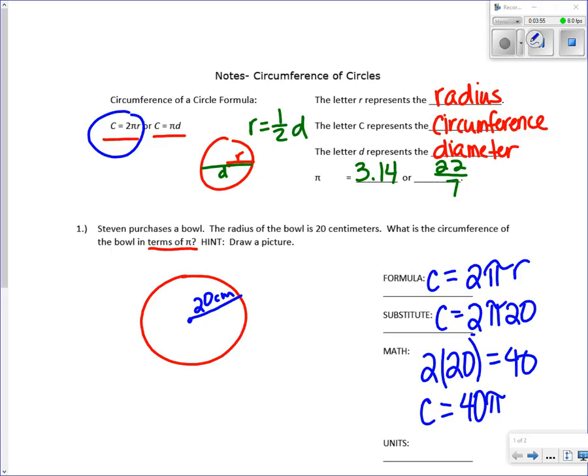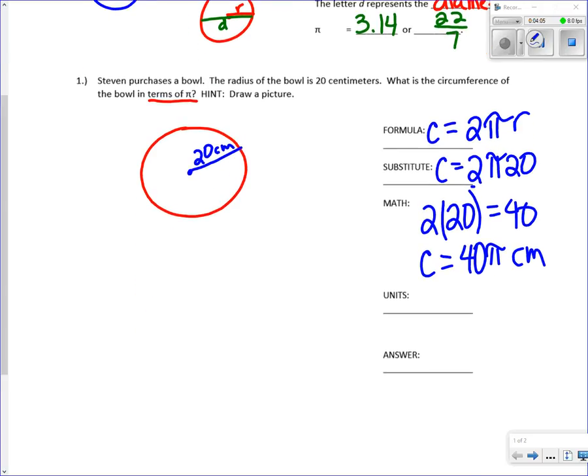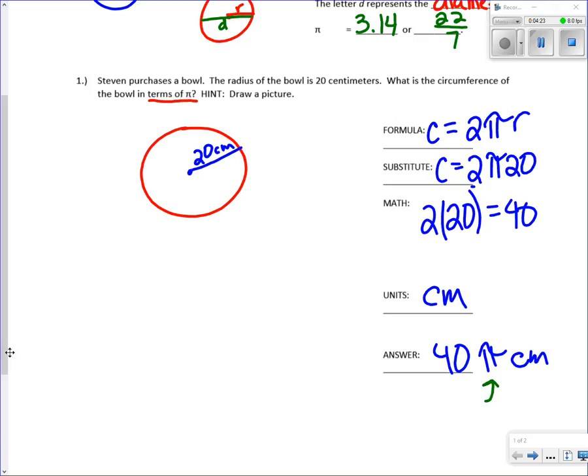And remember, our unit of measure was centimeters. Now, if they had asked you to solve it, we would have substituted, here, let me write this in where it's supposed to go. Units is centimeters, so 40 pi centimeters. If they had asked us to solve it, we would have put 3.14 in for that pi, and multiplied 40 times 3.14, but that is not what the question asked. Always read and make sure what the question asked.